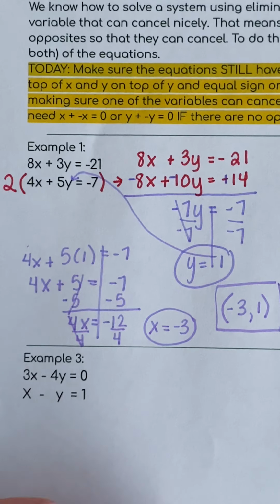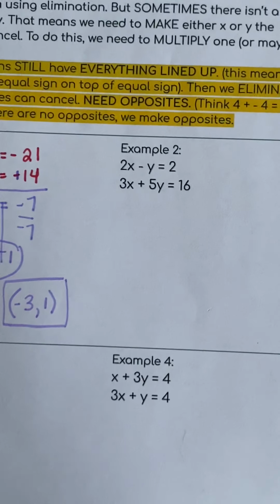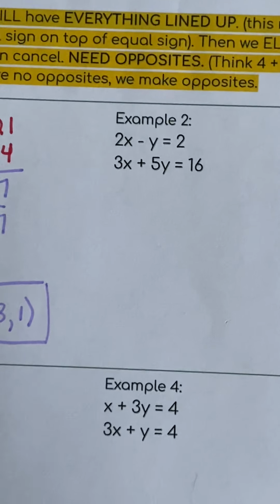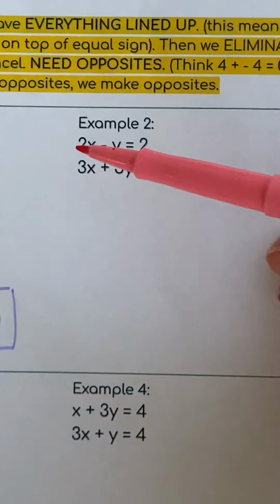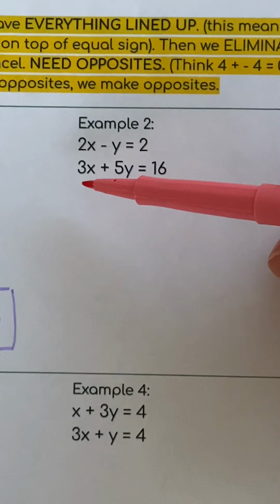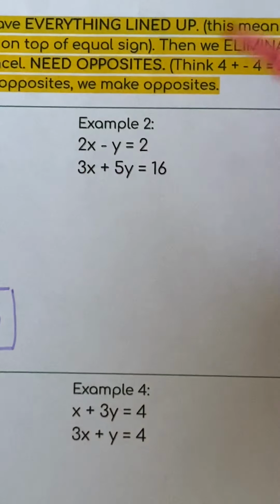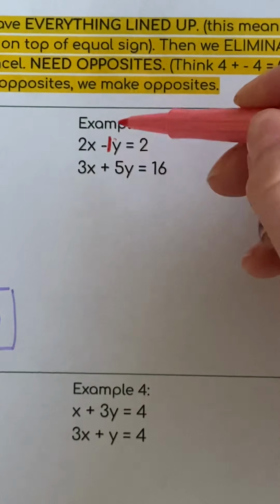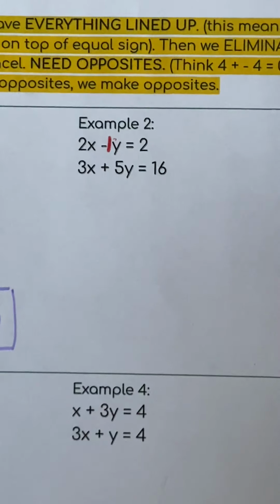Let's slide over to example 2. 2x minus y equals 2, and 3x plus y equals 16. Can I get from 2 to 3? You can, but you'd have to multiply by a decimal, so I would not suggest that. Can we get from 1 to 5? Yes. Sometimes you multiply the top equation, sometimes the bottom equation, but you always multiply the smaller one.